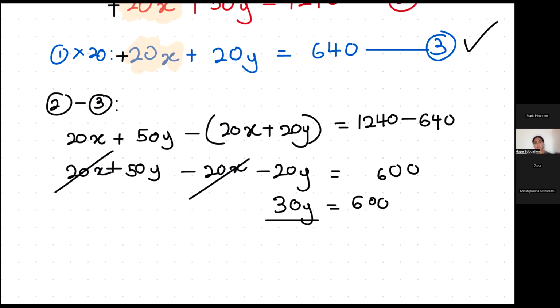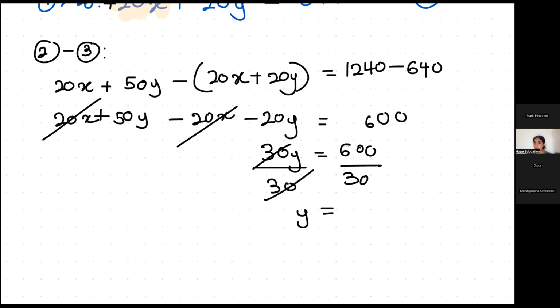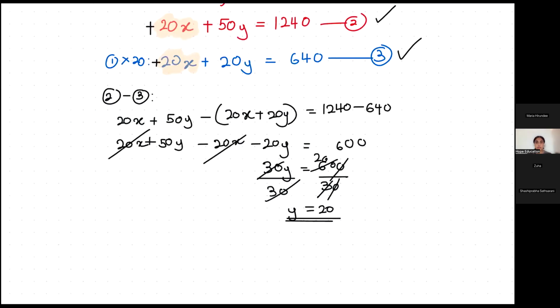Divide both sides by 30. The 30s cancel. y equals 600 divided by 30. The zeros cancel. 3 times 2 is 6. So we get y is 20. Up to that point, is it clear? Give me a thumbs up, please.